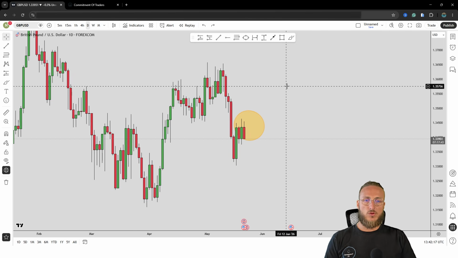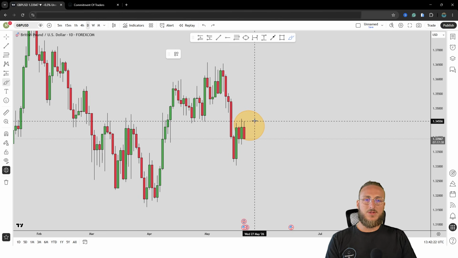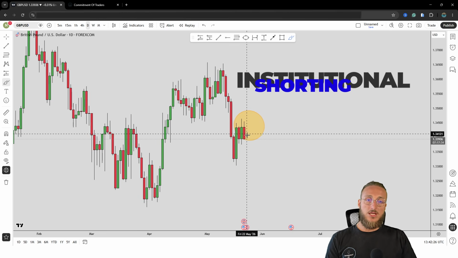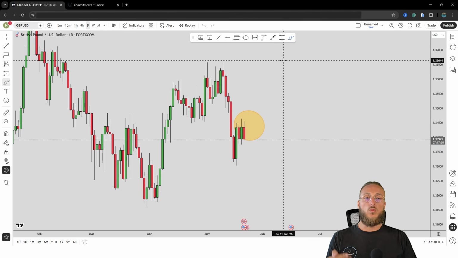Now, let's go back to the analysis. As we were saying, if the new report tomorrow will confirm that inside of here, we have even more institutional selling pressure, that would increase the probabilities of a potential push lower. So in that kind of situation, what would I expect?